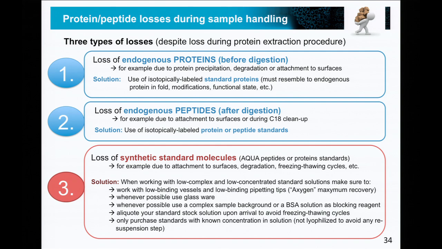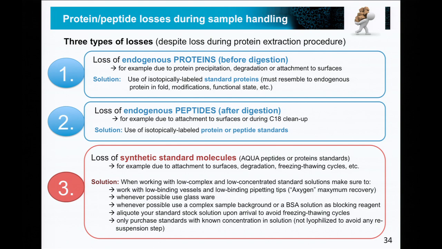So the solution here is, whenever you work with such low complex and low concentrated standard solutions, try to make sure to work with low binding vessels and low binding pipette tips. There are special tips that are especially useful for pipetting peptides and to keep these losses minimal. I have done some tests with them, and it can really make a huge difference for some peptides, for others not at all. Try to work with glassware instead of plastic whenever possible. Use complex sample background or BSA solution to block vessel walls to keep these losses minimal.